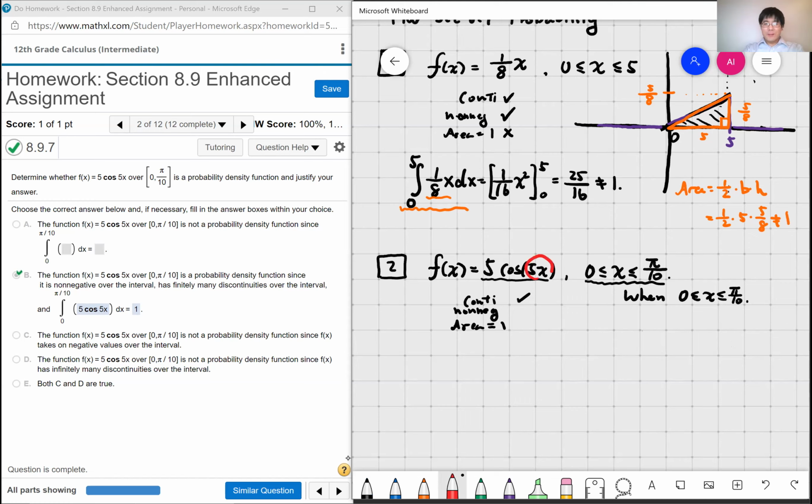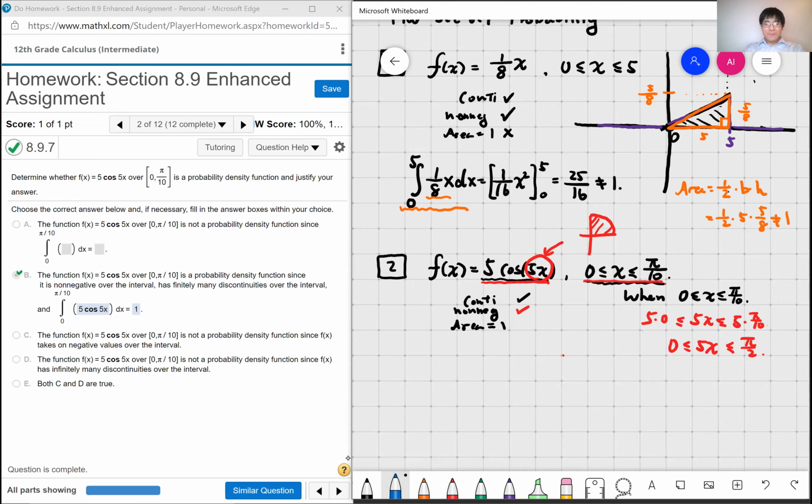how about the range for 5x? So for 5x, you multiply each side of this inequality by 5. 5x is between 5 times 0 and 5 times pi over 10. So the angle inside the cosine function is between 0 and pi over 2, which means this angle is between 0 and 90 degrees. So cosine must be positive. So this is always positive or 0 in this domain. So non-negativity is satisfied.